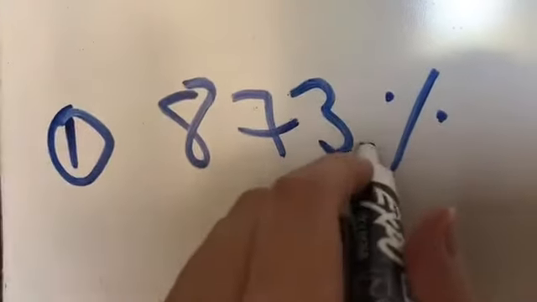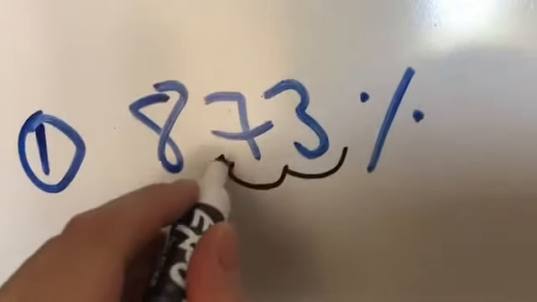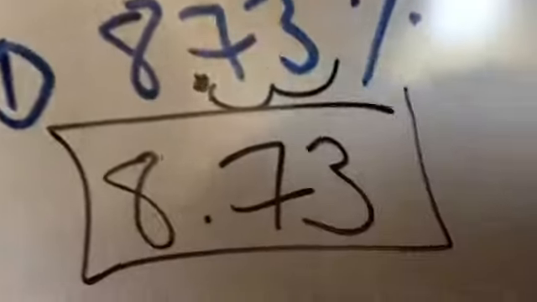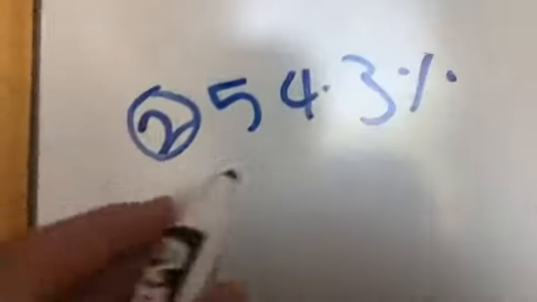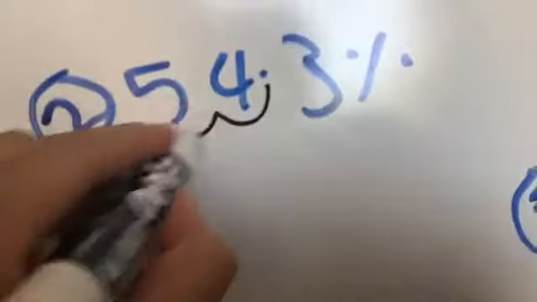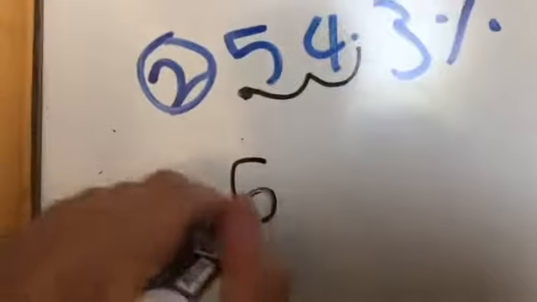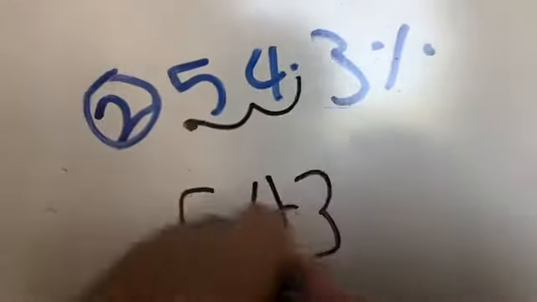873%. To make this into a decimal, we need to move this to the left, right? Pretend there's fake ones, so that's 8.73 as a decimal. Another example can be 54.3%. And when we move this to the left, that makes it 0.543 as a decimal.